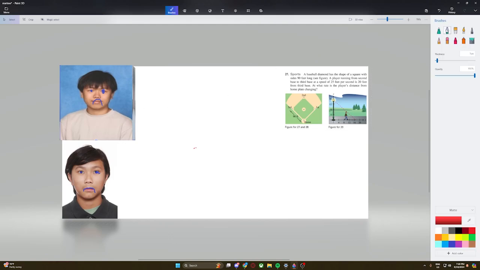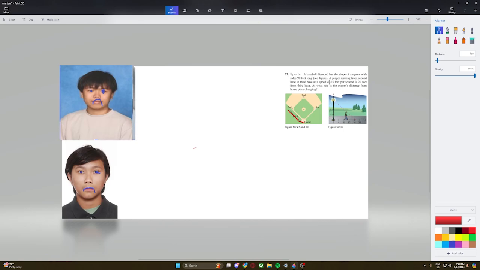Okay, last problem. I can't do this no more. We're doing the baseball one. A baseball has a diamond, a square with 90 feet on each side. Seen in the figure, so yeah, this is 90 feet long.